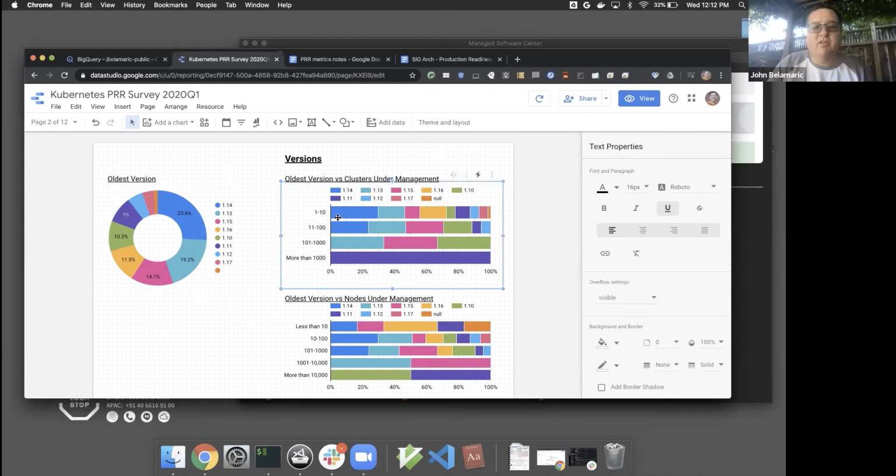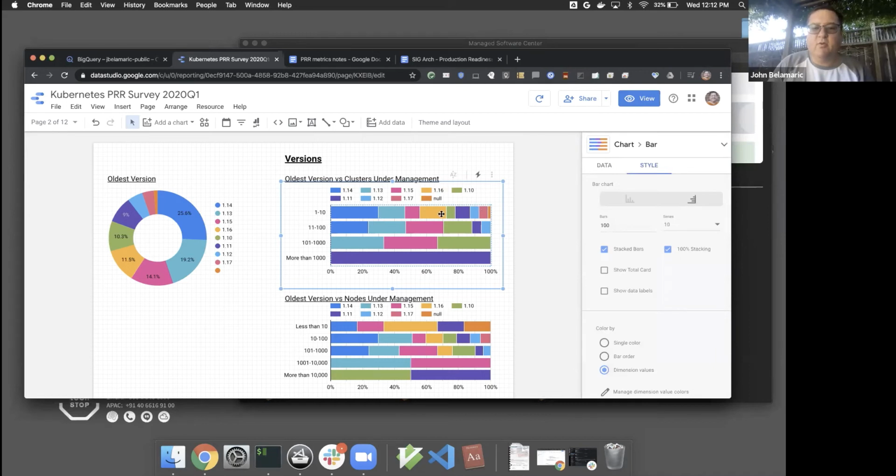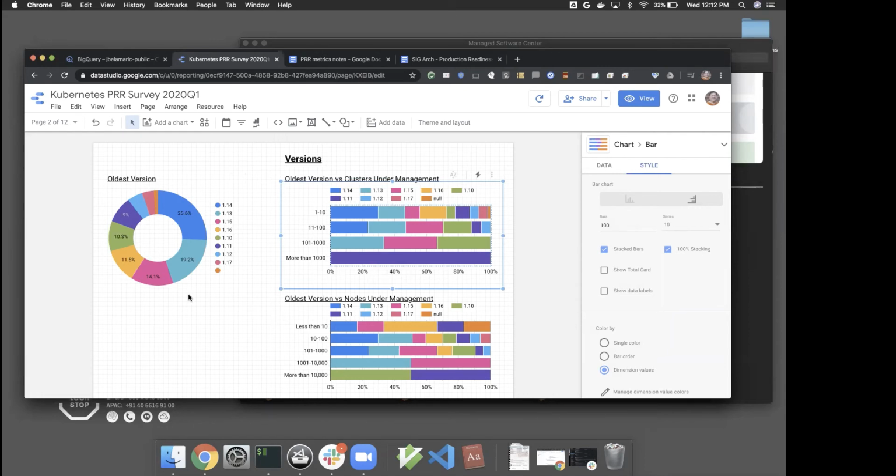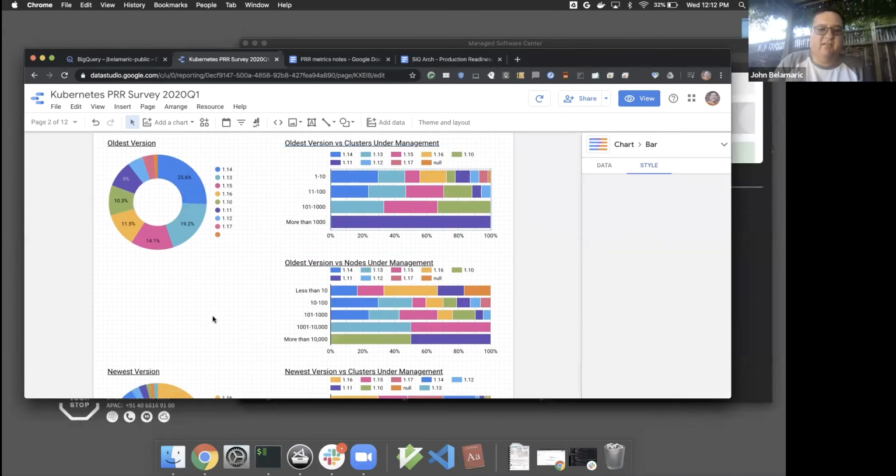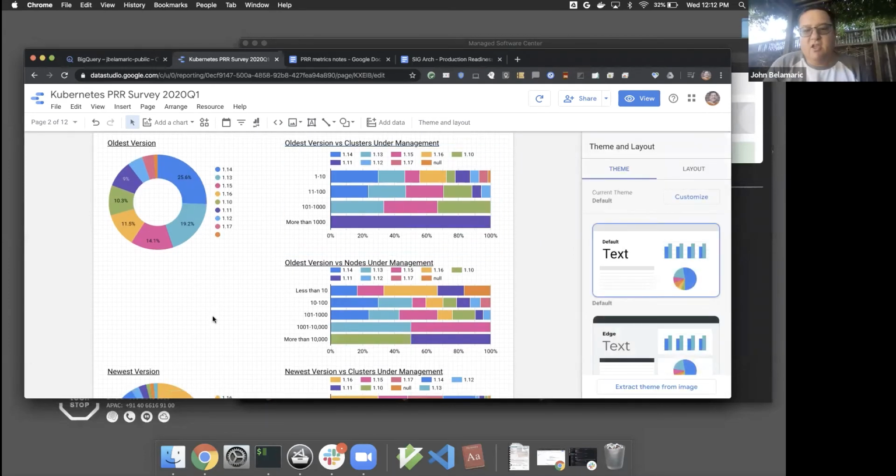So for those with very few clusters, there's a wider range of versions, interestingly, of oldest version. There's more of those people, so that's probably why. I'm not sure what we can glean from this. Oh, that's oldest. This is oldest version. So basically, what old versions do you have lingering around that you haven't upgraded?